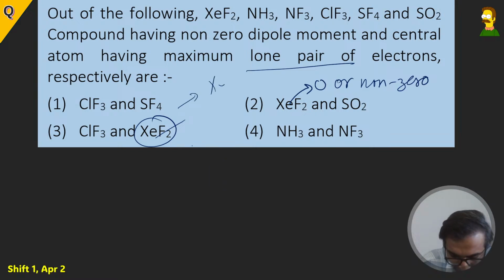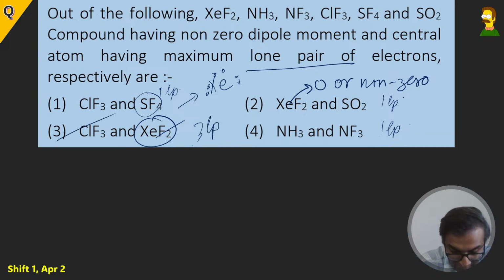Xe has 8 electrons. 2 went in bonding, so it has 3 lone pairs. Who else has 3 lone pairs, guys? Nobody, like literally nobody, right? SF4 has 1 lone pair. SO2 has again 1 lone pair. NF3 has 1 lone pair. So this guy has 3 lone pairs. Hence it is your answer. Don't fret over it. Good question, but be smart about it. This is a test-taking thing.